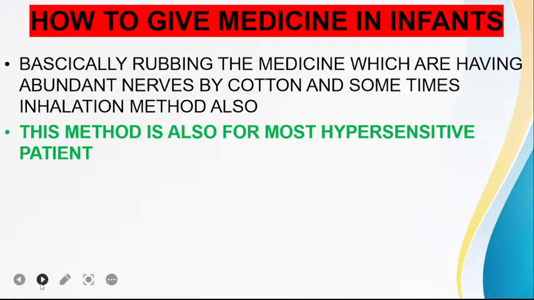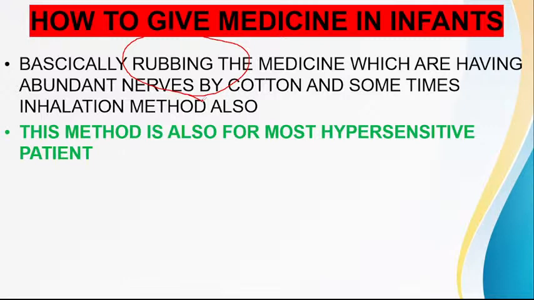Now how are we going to repeat the medicine, or how are we going to give the medicine to an infant? Basically, when we take medicine by the tongue, it works because the tongue is very sensitive, with very many nerves. So in infants we apply the medicine at areas where there is so much sensitivity, so many nerves. Basically we rub the medicine.